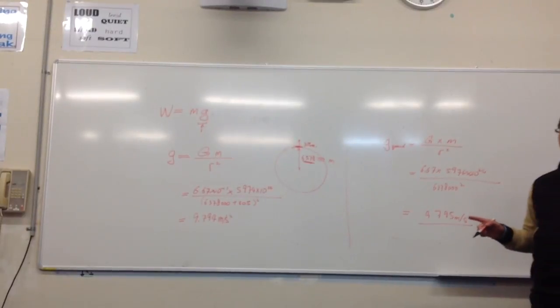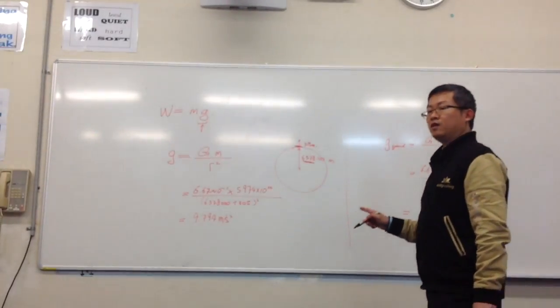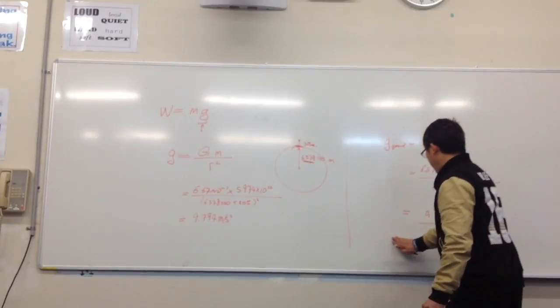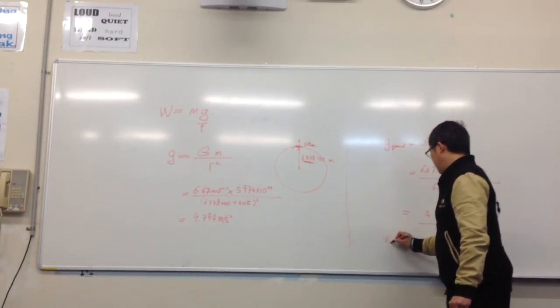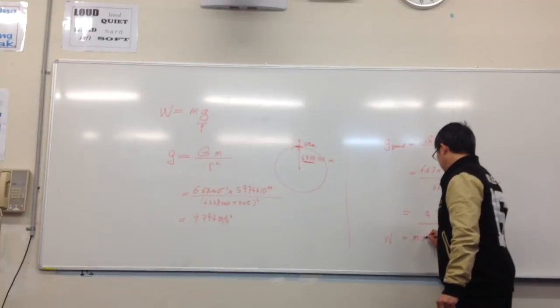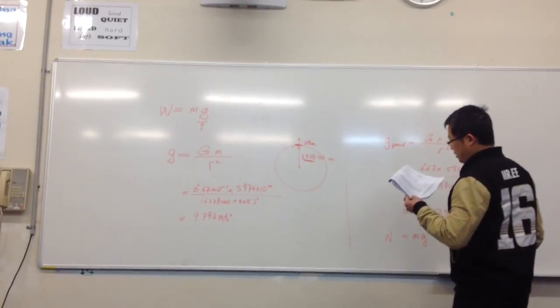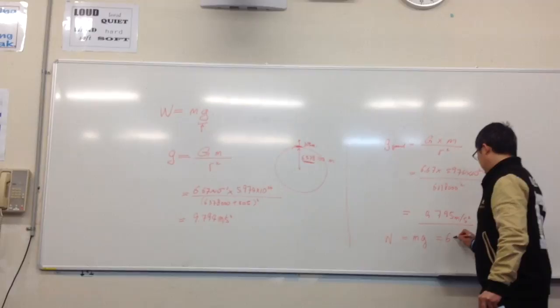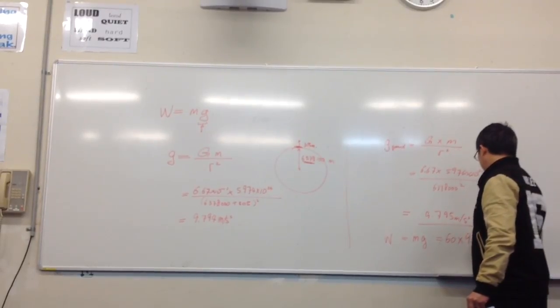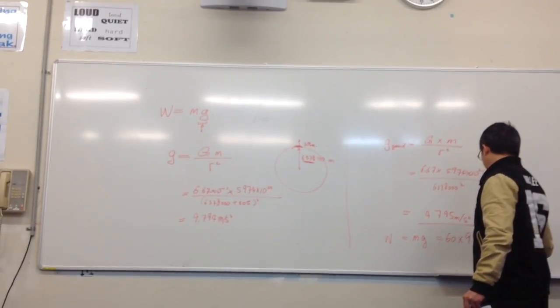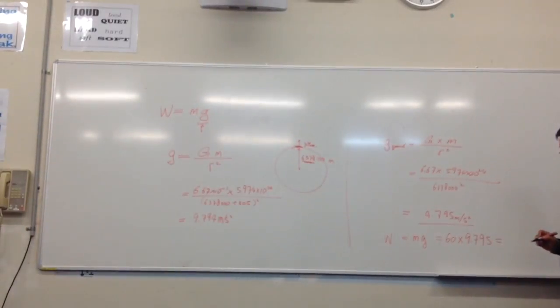Now, I hope you can appreciate that there's a difference in gravity. Let's say, for example, I look at the weight on the surface of the planet, which is equal to mg. According to the question, the mass in this case is 60 kilograms, so I'll just put 60 times 9.795. This should give me a weight. What would that be, ladies? 587.7. Yeah, good, because you stick to 4 digits up there. And this would be in the unit of Newtons.